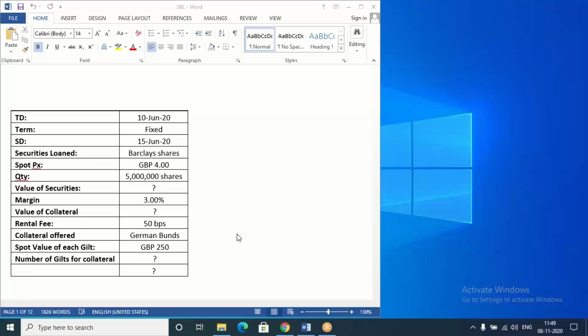Securities are 20 million. Collateral is 20,600,000, and number of bonds are 82,400. Correct. Manchu was quick. So is it clear, guys, now how the collateral is calculated in case it is cash and non-cash?